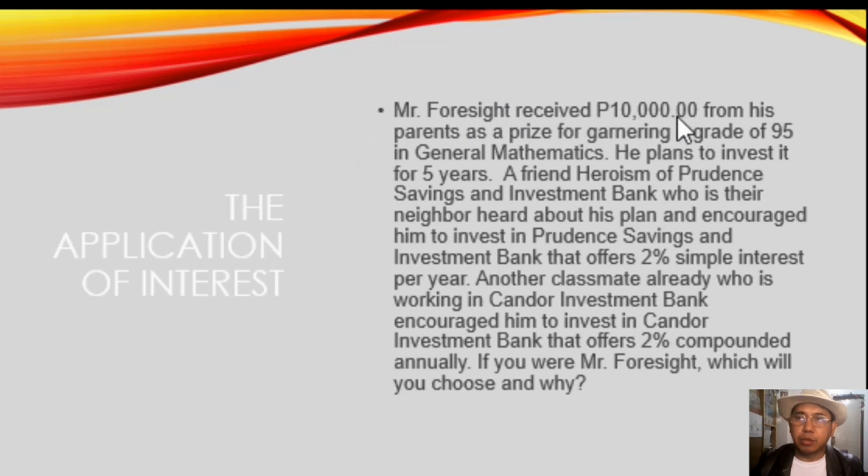Forsyth received 10,000 pesos from his parents as a prize for garnering a grade of 95 in general mathematics. He plans to invest it for 5 years. A friend, Heroism of Prudence Savings and Investment Bank, who is their neighbor, heard about this plan and encouraged him to invest in the Prudence Savings and Investment Bank that offers 2% simple interest per year.